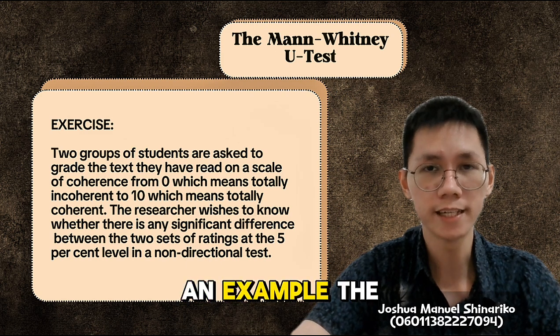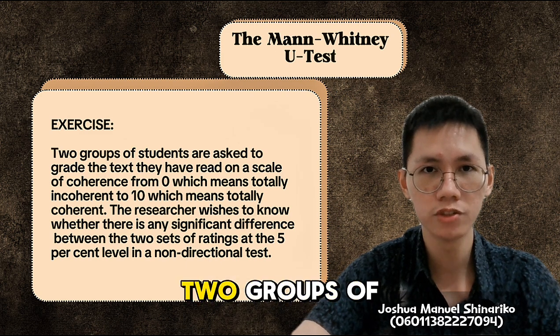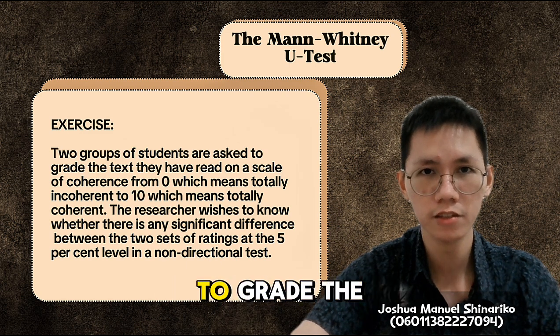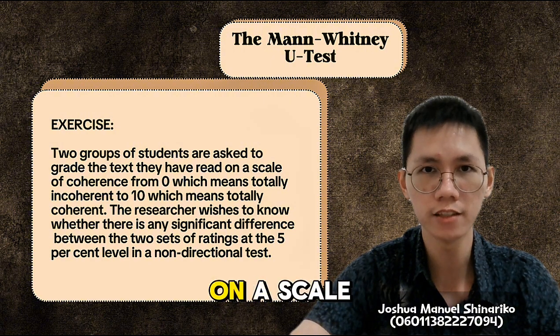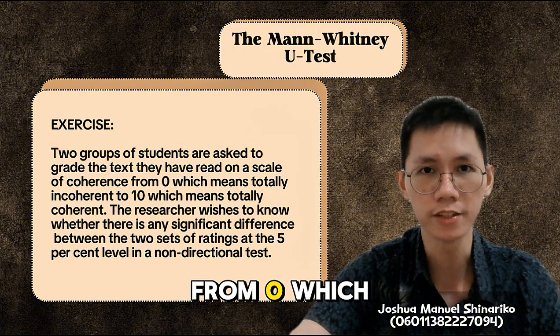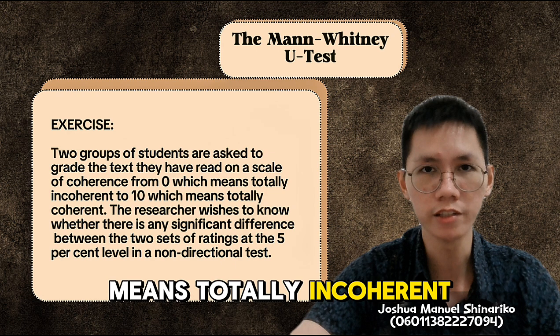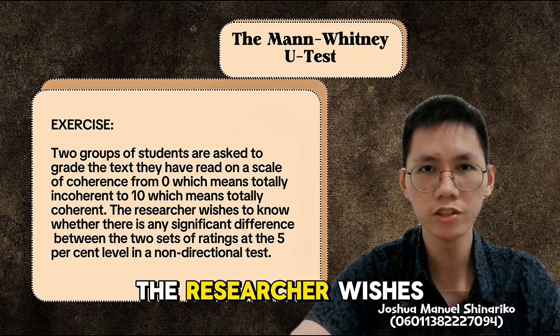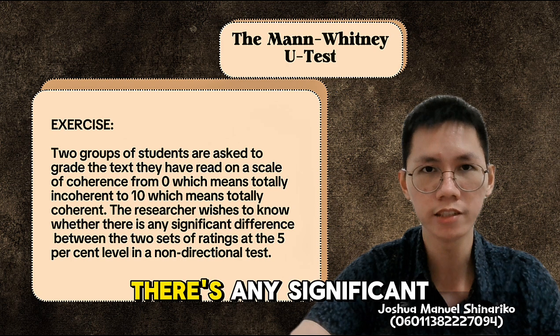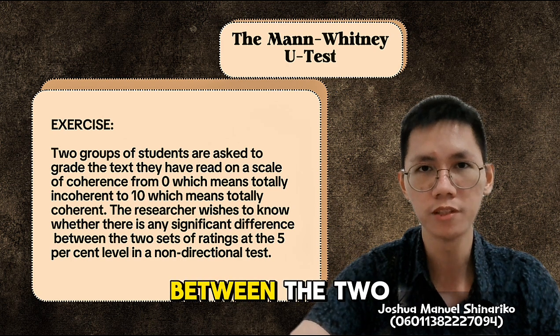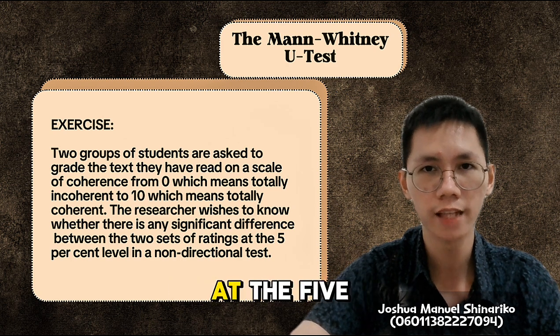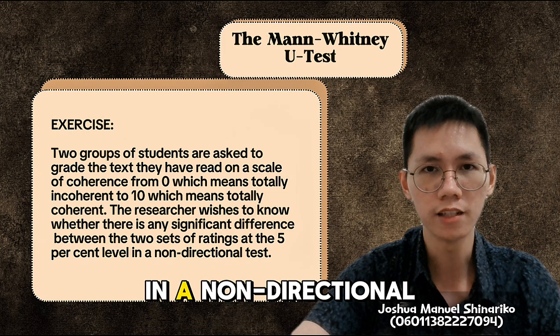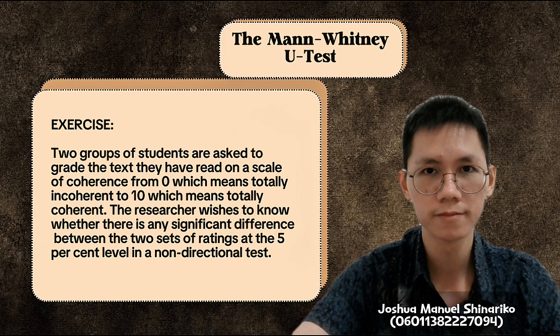Let's look at an example. The question is, two groups of students are asked to grade the text they have read on a scale of coherence from 0, which means totally incoherent, to 10, which means totally coherent. The researcher wishes to know whether there's any significant difference between the two sets of ratings at the 5% level in a non-directional test.